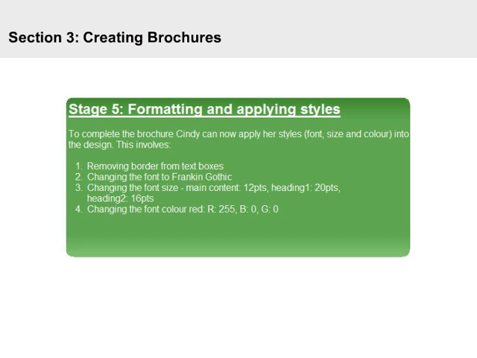Stage 5. Formatting and applying styles. To complete the brochure, Cindy can now apply her style's font, size and color into the design. This involves 1. Removing border from text boxes. 2. Changing the font to Franken Gothic. 3. Changing the font size. 4. Changing the font color.